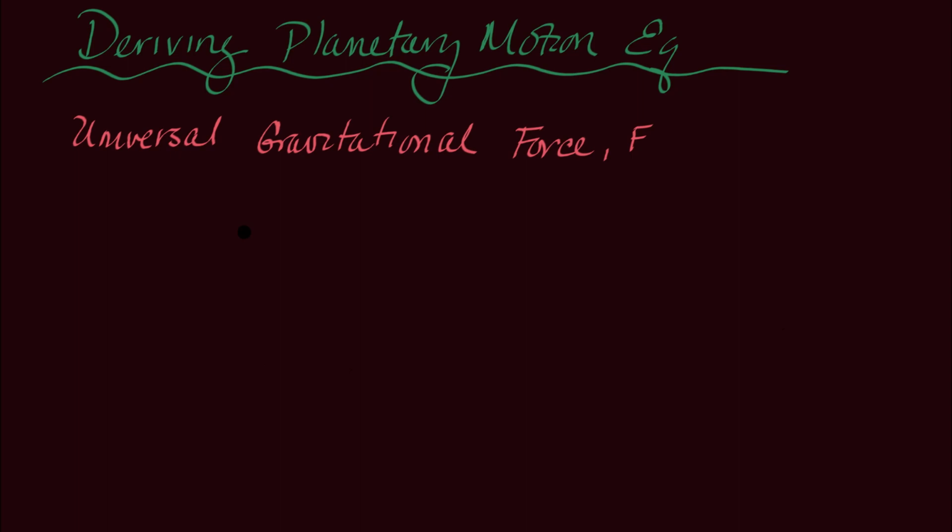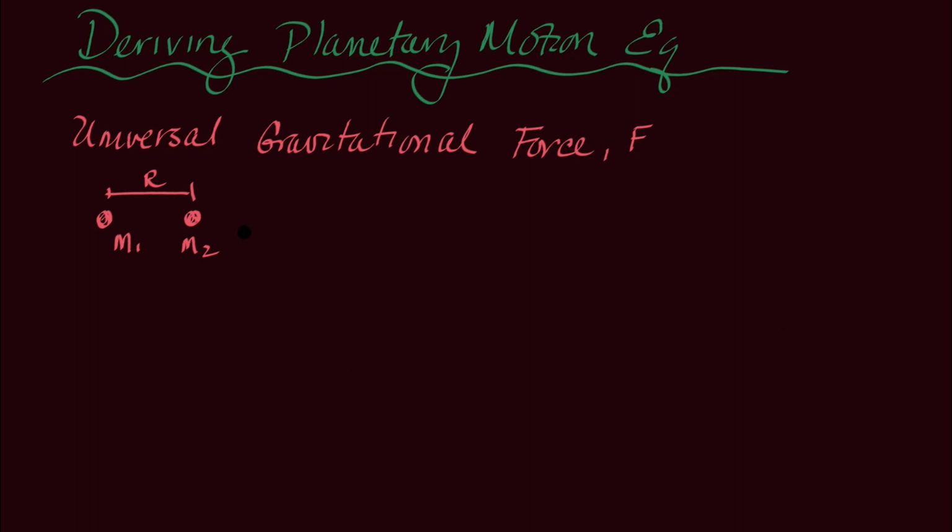To derive planetary motion, we need to understand universal gravitational force, F. When objects have mass, they have a gravitational attraction to each other. So if we have a mass, m1, and another mass, m2, separated by a distance r, they will exert a force on each other. This force will be equal and opposite according to Newton's third law.